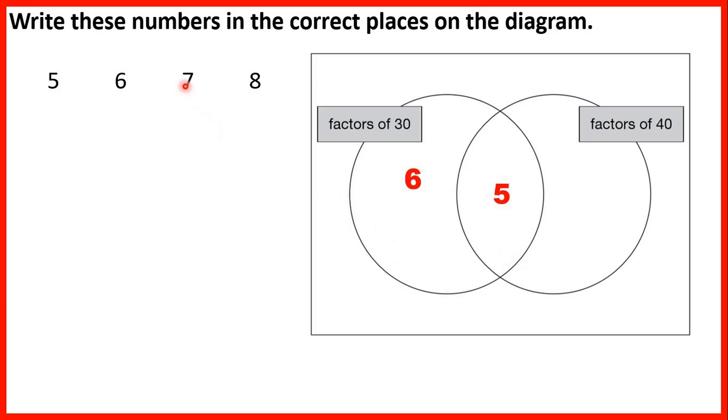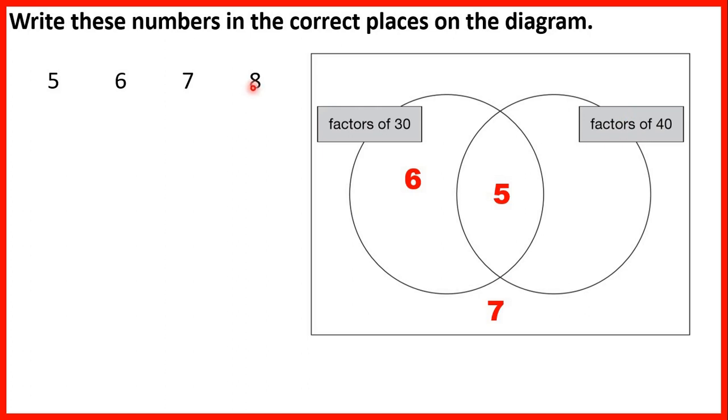Now we have 7. 7 is not a factor of 30, 30 is not in the 7 times table, and 40 isn't in the 7 times table either. So 7 needs to be written on the outside of the circles.